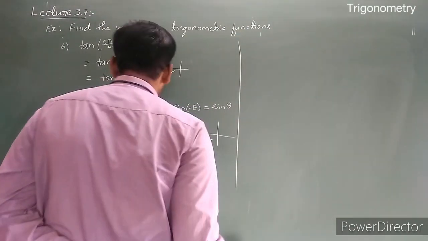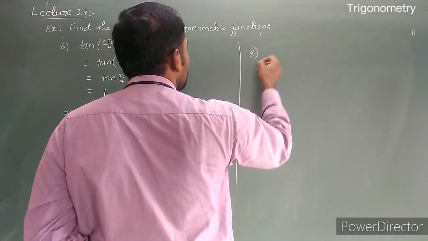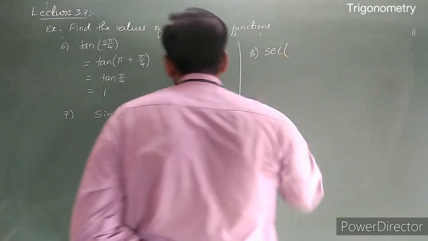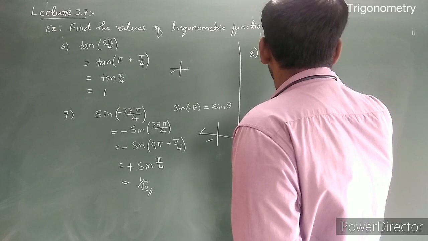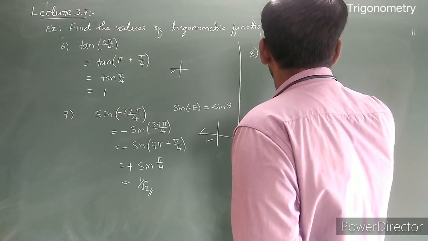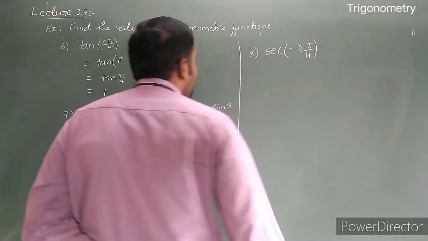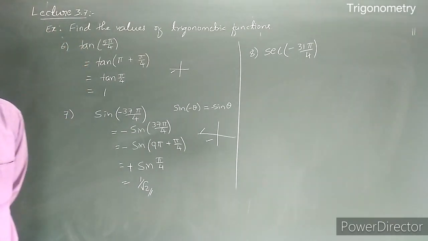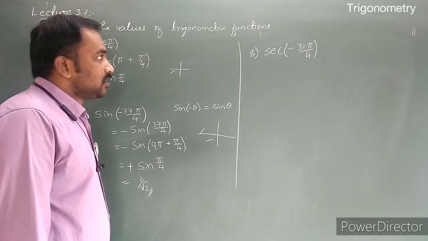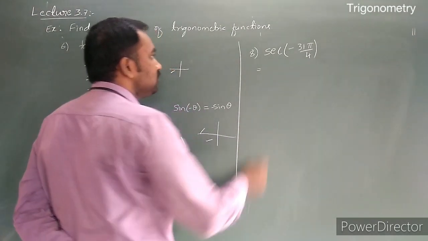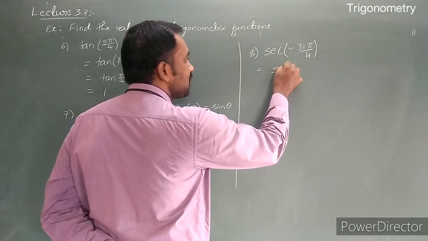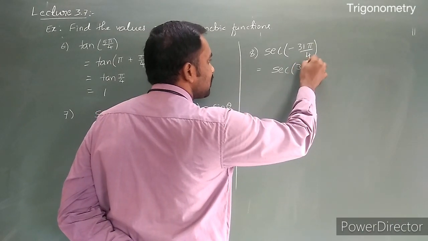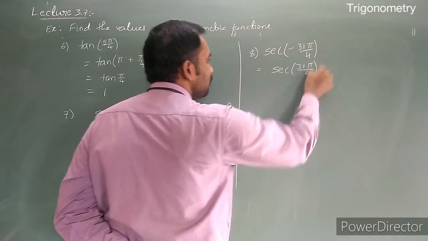Next one. Sec of minus 31 pi divided by 4. Sec of minus 31 pi by 4. Yes. Now sec of minus theta. What is the sec of minus theta? It is plus sec theta. So sec of 31 pi by 4.